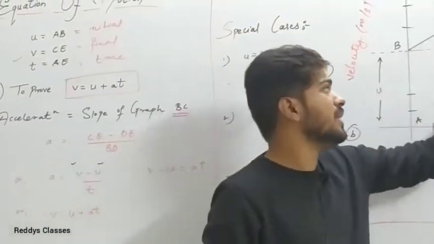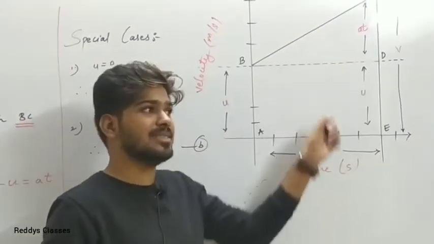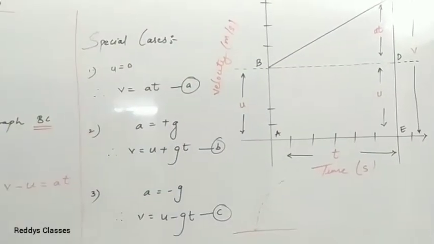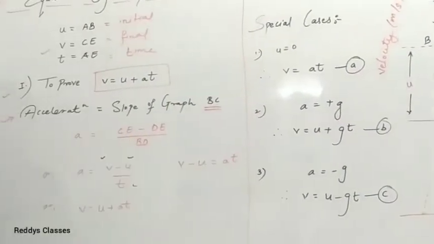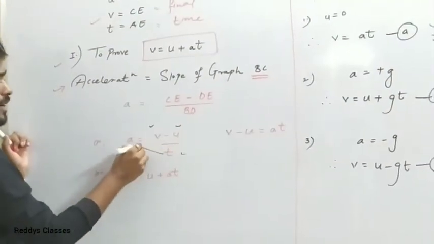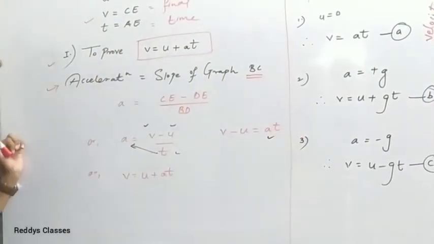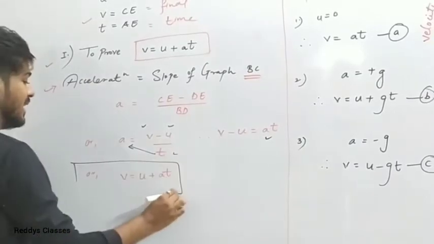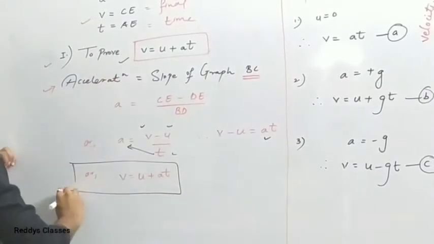We consider this BD as parallel to the time axis, so BD will be T. We get the acceleration, or you can write it as V minus U is equal to AT. V minus U is equal to AT, or V is equal to U plus AT. Hence we got this formula, V is equal to U plus AT.